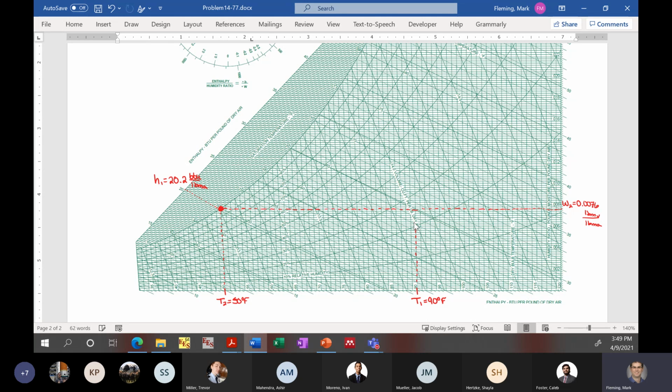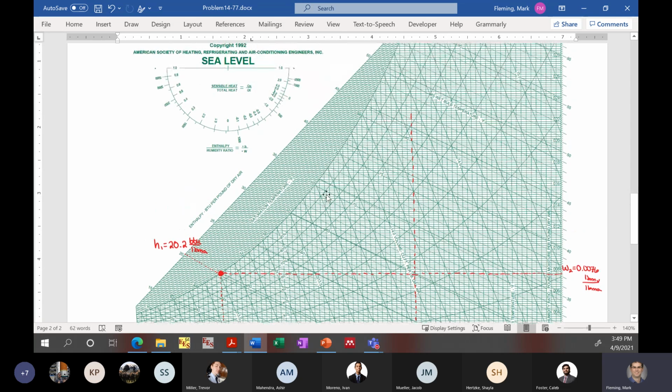So again, this just takes a little bit of time. But we follow this line of constant temperature all the way up until we reach the other thing that we knew, which is that we had a 90% relative humidity, so we're going to follow that line up to this point. And so we find where those two converge, which is going to be right here. This is going to be state number 1. This is state number 2.